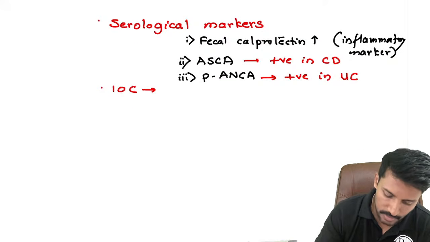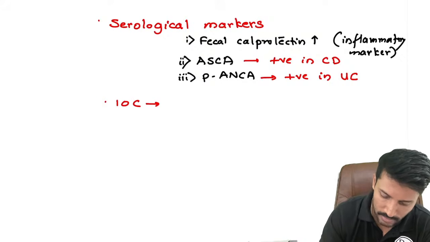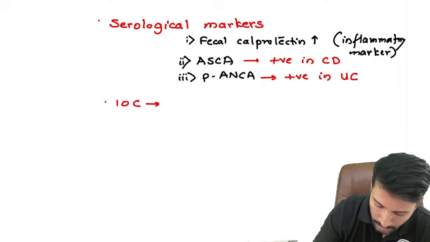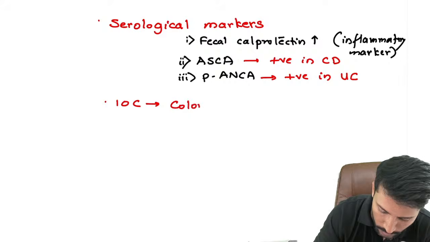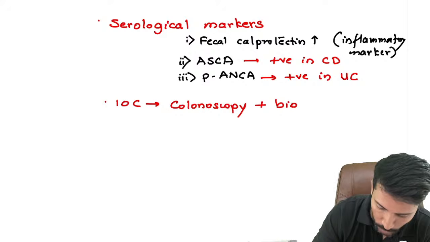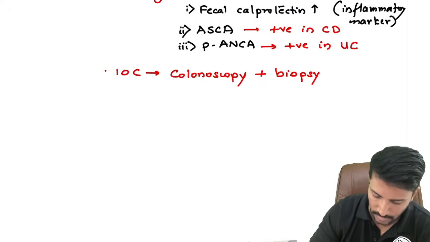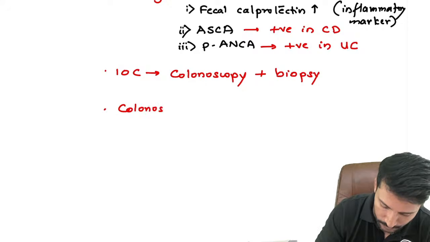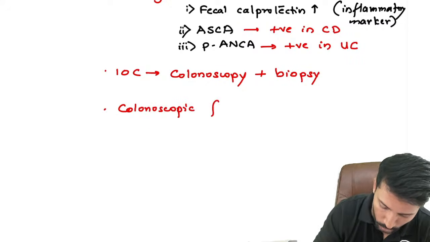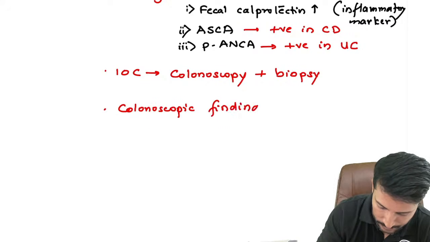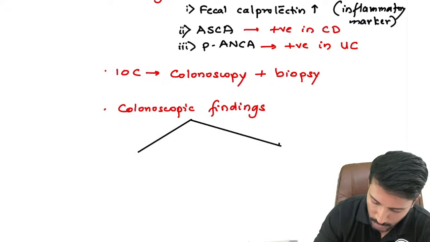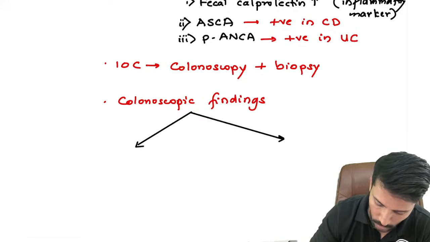Okay, but what is the investigation of choice? Investigation of choice is not serology. Serology can lead you towards the diagnosis, but the investigation of choice will be colonoscopy plus biopsy. So what colonoscopic findings can I get? Colonoscopic findings or the gross appearance. Let us write them for ulcerative colitis and for Crohn's disease.